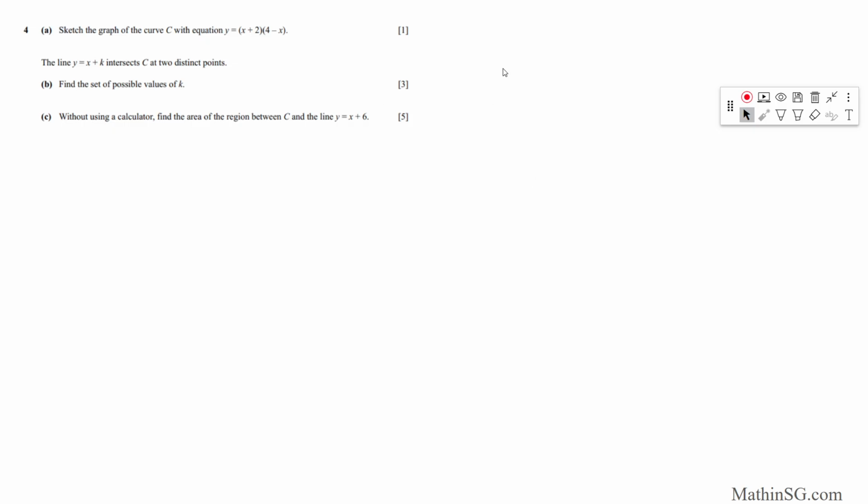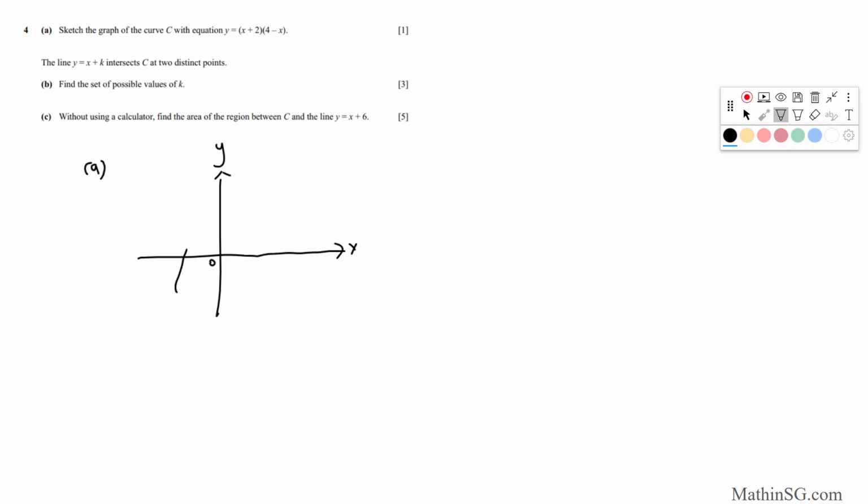With that, let's go on to question 4. So in question 4, you're asked to sketch the curve of y equals to x plus 2, 4 minus x, right? So for this one, you just type it into your GC, okay? So typing it into your GC, you will get a curve that looks something like this. Okay, so this is y equals to x plus 2, 4 minus x.